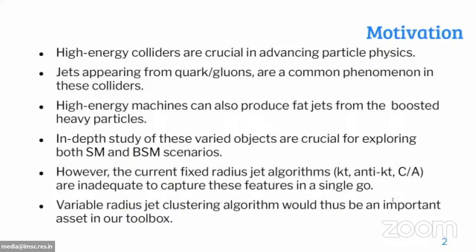Now I will describe this. The current algorithms that we use are basically kT, anti-kT, and Cambridge-Aachen, which are called fixed radius sequential recombination jet algorithms. They are good algorithms, but they have some deficiencies, which we wanted to go further and solve. So the method is a variable radius, which is slightly different from the fixed radius algorithm, and I am trying to motivate you and show you that it is useful.